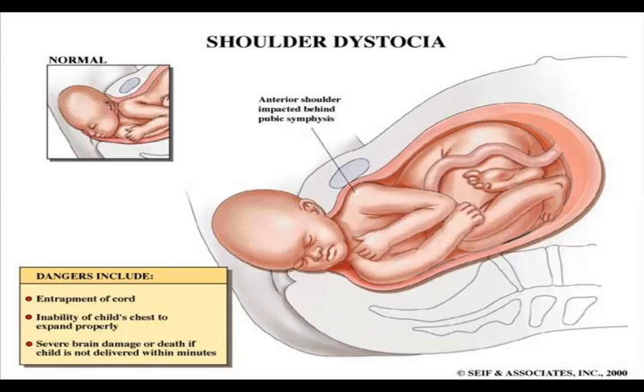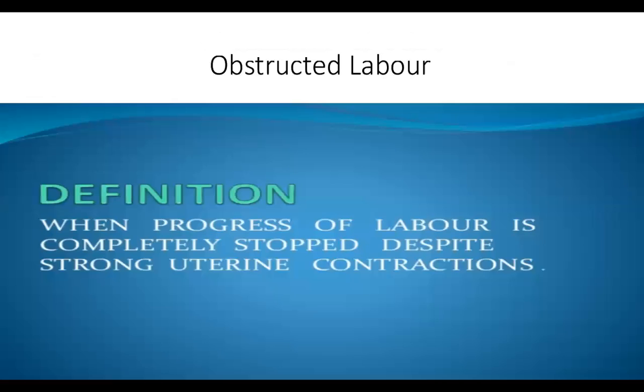If the delivery does not take place within minutes, it can lead to death of the child also. So that is called shoulder dystocia. Here we see the anterior shoulder impacted behind the pubic symphysis. So that is shoulder dystocia.